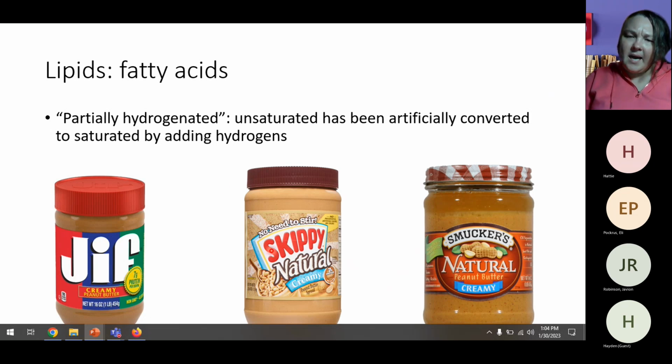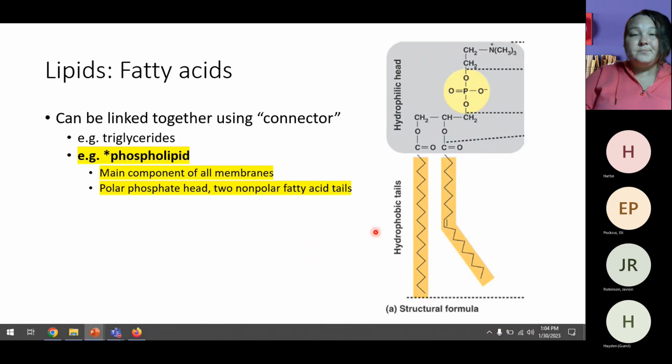I don't know how they define that as natural, but no need to stir. There you go. No peanut oil. Again, they've taken out the peanut oil and they've put in this artificial partially hydrogenated soybean oil. This is actual peanut butter. This is just crushed up peanuts with some salt. You can see the peanut solids are on the bottom, and then on the top is the unsaturated peanut oil. So you do have to stir this, but it's actually peanuts.